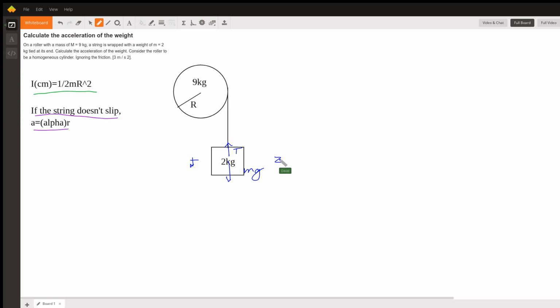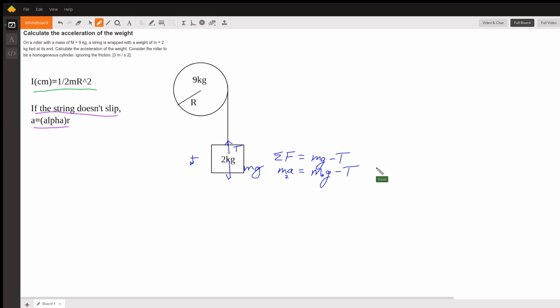And so then, writing an F net statement, or net force statement, I get mg minus T. The F net equals the m. I'm going to put a subscript 2 there to remind me that it's the 2 kilogram mass I'm finding, equals the 2 kilogram mass's weight minus T. And then, rearranging that for tension, I get m2g minus m2a. The reason I'm doing this is because I'm turning my attention to the cylinder.